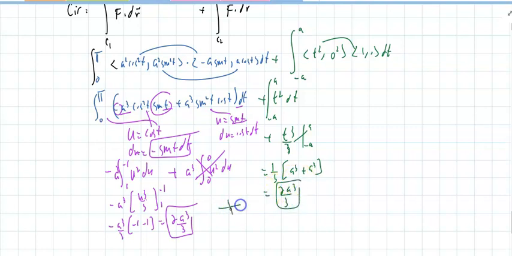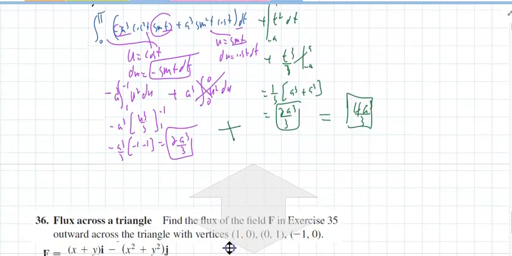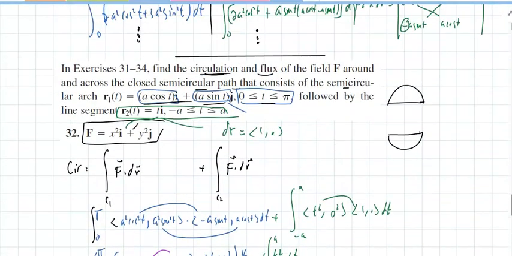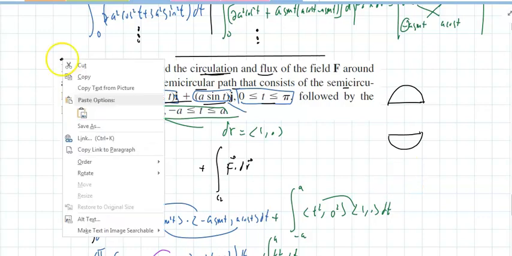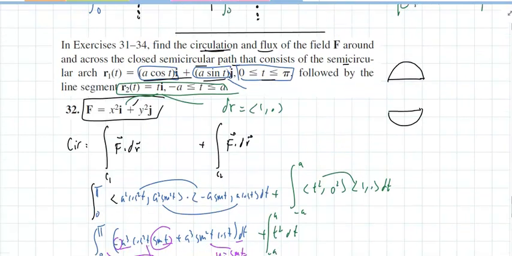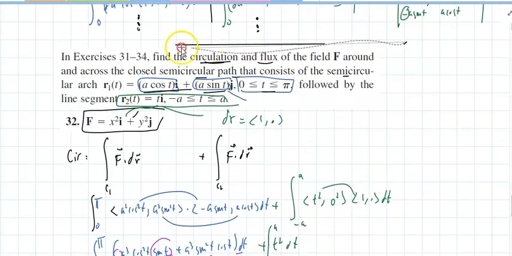Oh, what do you know? They match. And we're going to add this. So the total circulation will be 4a cubed over 3. And if I run by the flux, now I'm going to copy this down one more time. Or I could set the flux on the right, I suppose. Oh, that's going to take some time. Okay, here.